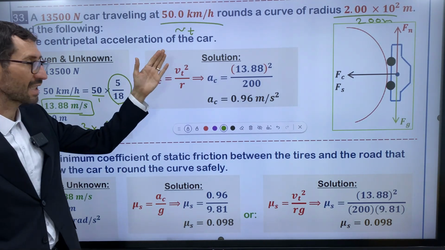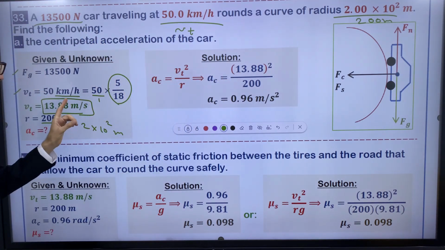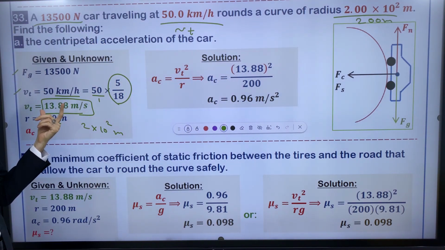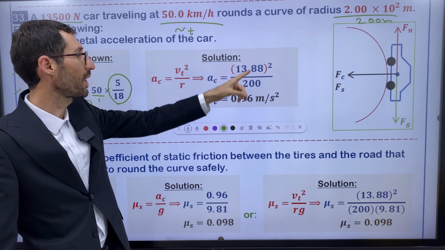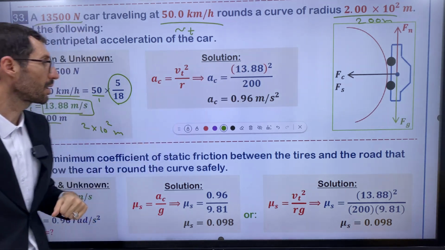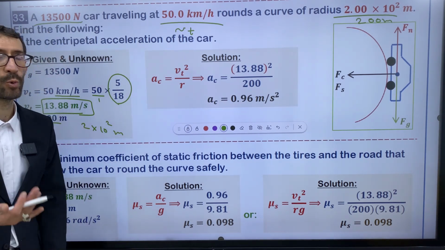AC is equal to VT square over R. Right, we convert kilometers per hour to meter per second. 13.88 squared divided by 200, and the answer is 0.96 meter per second squared. That's it.